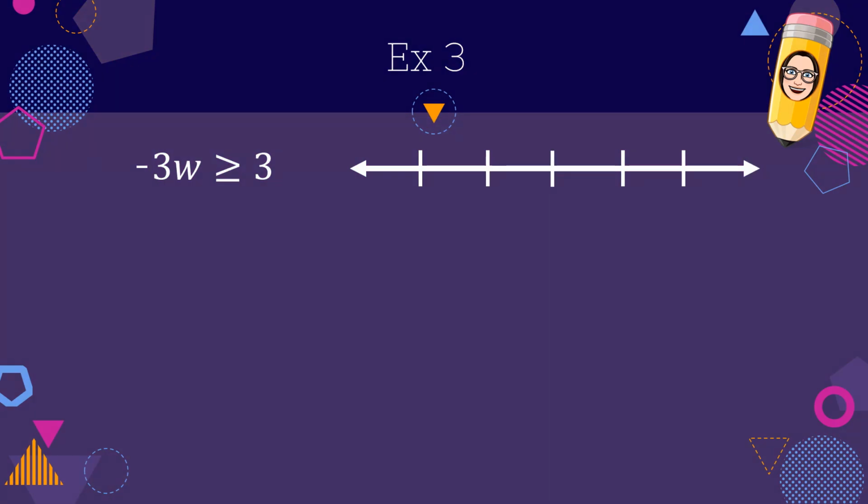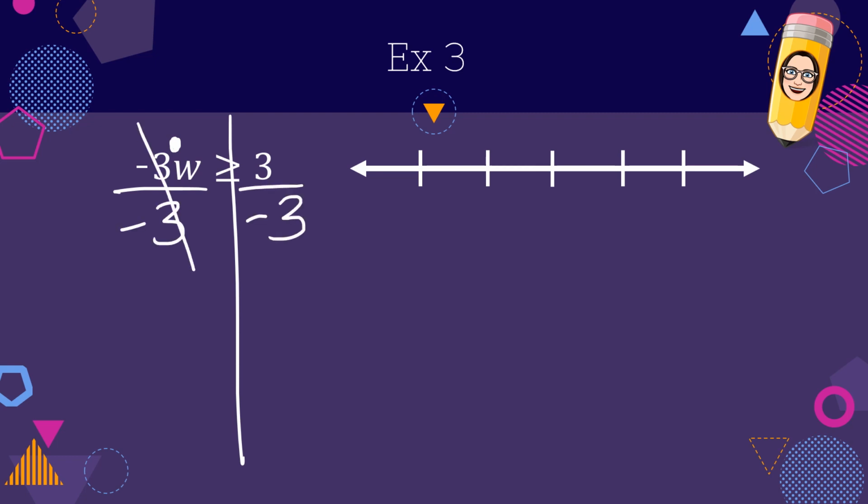All right, example three. Here's where we gotta slow down. If I read this, this would be negative 3 times w. The opposite of multiplying is dividing. We're going to divide both sides by negative 3. Now I need to stop. Don't write anything else. We just divided, can you make these lines obnoxious, by a negative.